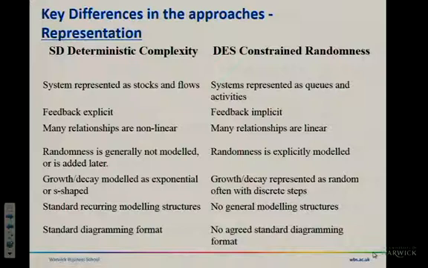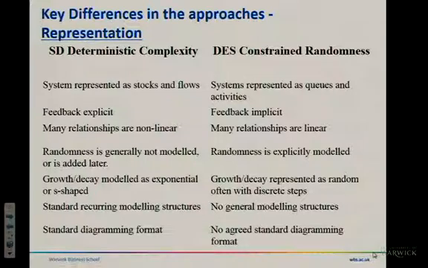In terms of discrete event, the feedback is implicit in the sense that if a client is not being treated, well, they will have to wait more time. They will have to wait until their turn. So there is some implicit feedback, but it is not made explicit in the system. Many relationships are nonlinear in system dynamics. In terms of discrete event simulation, you have the relationships as quite linear, right?